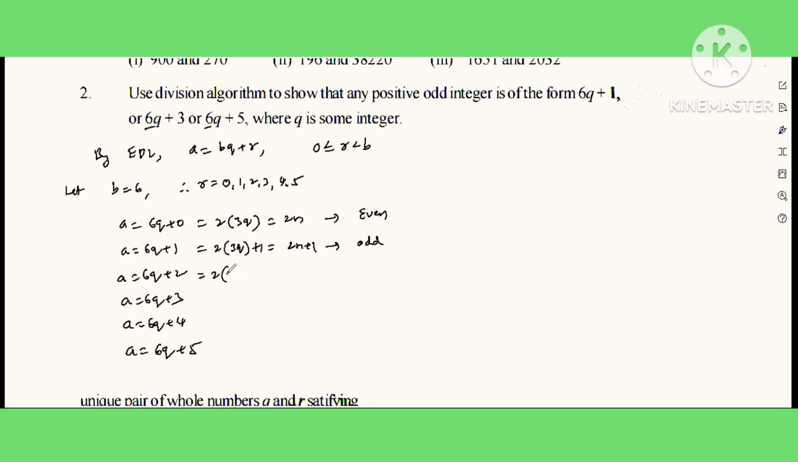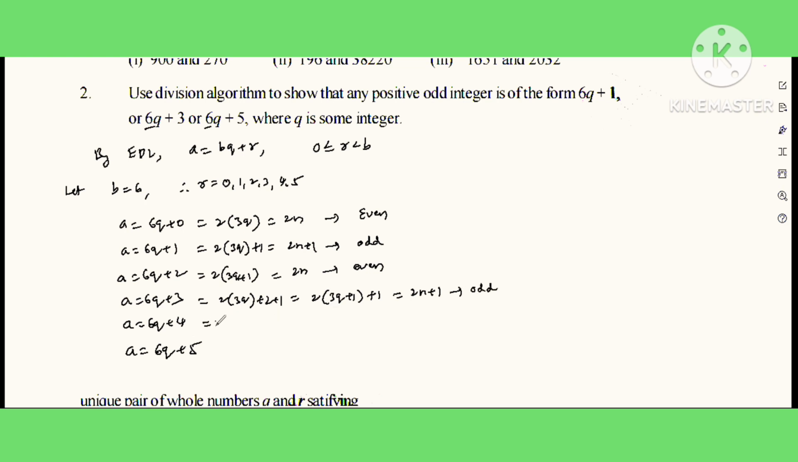And here we get 2 common: 2 into 3q plus 2, that is 2n. What is that? Even. And this is 6q plus 3, and here we can write 3 as 2 plus 1. So that is 2 common again: 2 into 3q plus 1, plus 1. That is 2n plus 1. What is it? Odd. Okay.